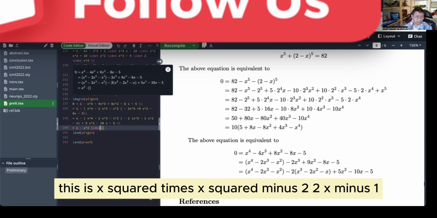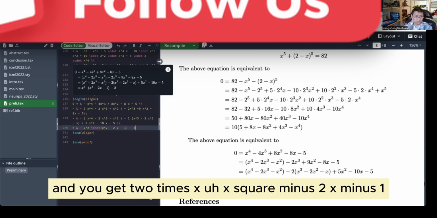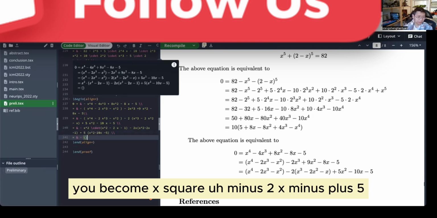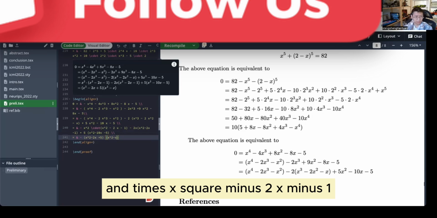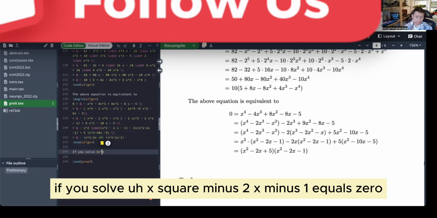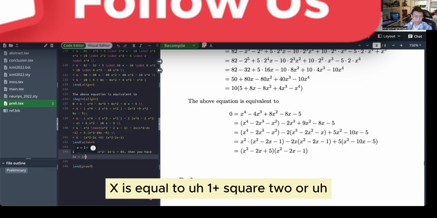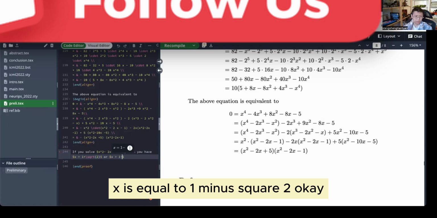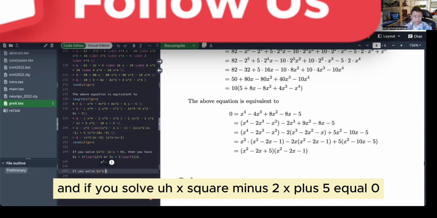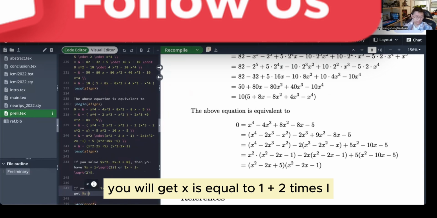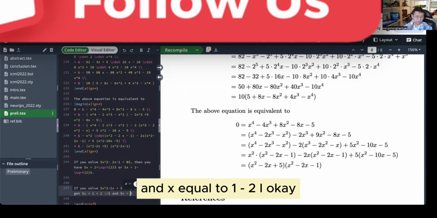So this is x squared times x squared minus 2x minus 1, and you get 2 times x squared minus 2x minus 1, you get 5 times x squared minus 2x minus 1, and then you can merge them together, you become x squared minus 2x plus 5 times x squared minus 2x minus 1. Now if you solve x squared minus 2x minus 1 equals 0, then you have x is equal to 1 plus square root of 2, or x is equal to 1 minus square root of 2. Okay, and if you solve x squared minus 2x plus 5 equals 0, you will get x is equal to 1 plus 2i, and x equal to 1 minus 2i.